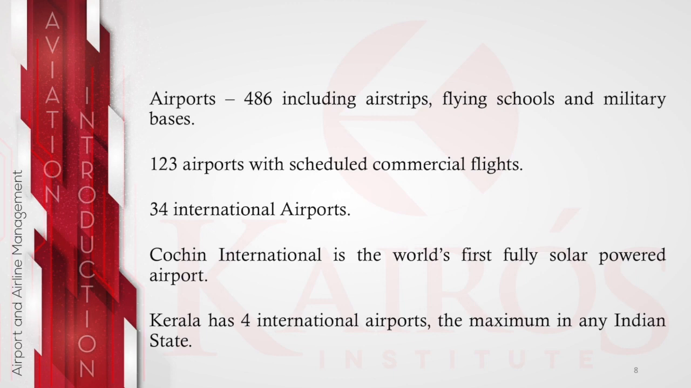India is home to a total of 486 airports, which includes airstrips, flying schools, and military bases. Out of 486, 123 airports are with scheduled commercial flights. 34 of these airports have international status. Cochin International Airport is the world's first fully solar-powered airport, and in Kerala we have 4 airports, of which all 4 have international status.